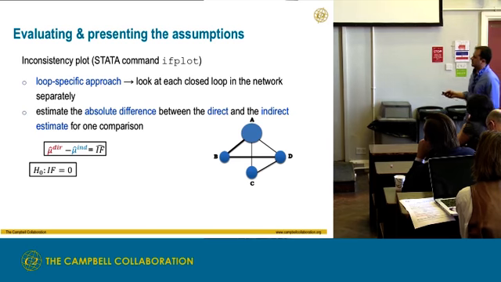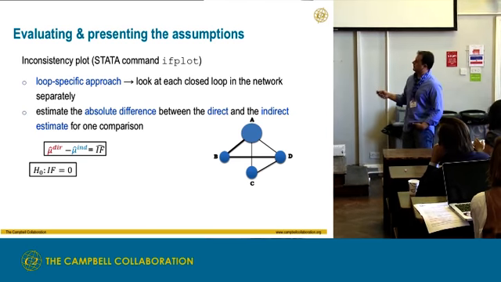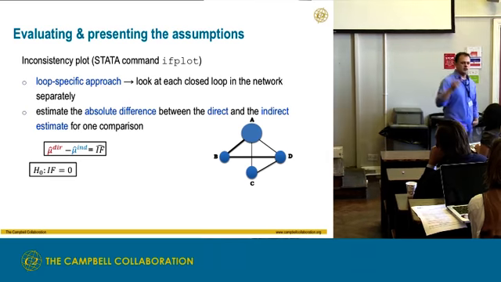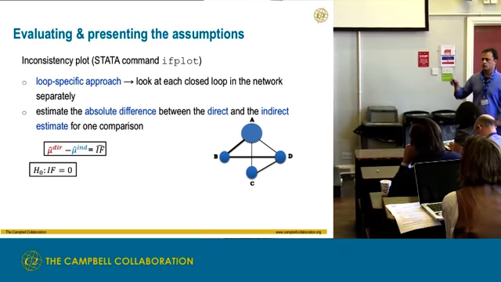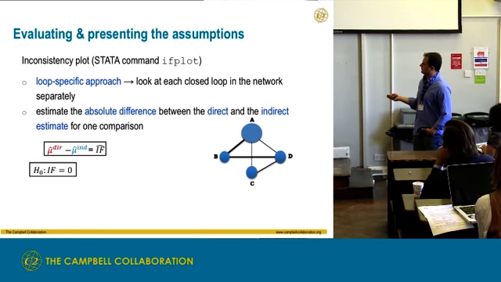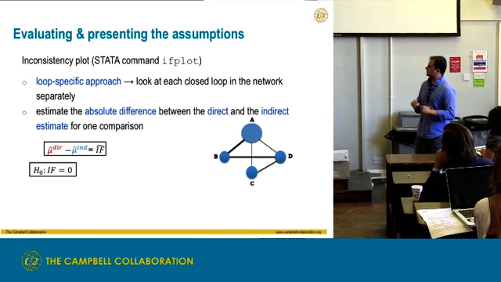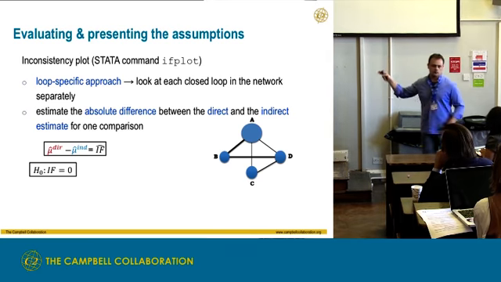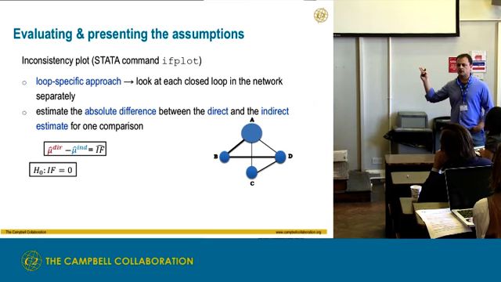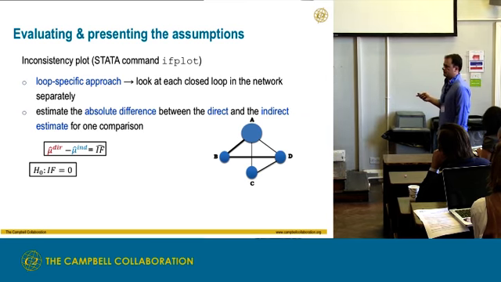So we have another command called the IF plot, inconsistency factor plot, that estimates inconsistency factors from all closed loops of evidence and actually gives you a graph. It plots all these inconsistency factors. So suppose that I have this network. How many inconsistency factors are there? How many loops do I have?